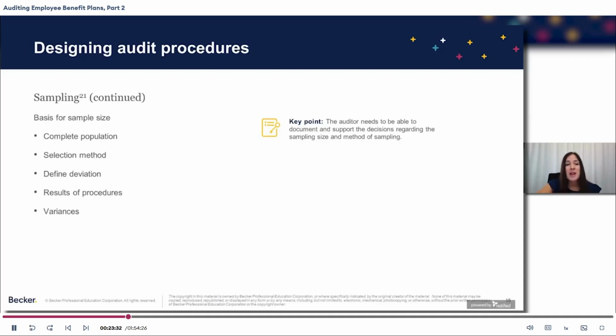Now, the only time I've seen issues when it comes to sampling from a peer review perspective or from Department of Labor, for example, is when the sample size was 1 or these items weren't documented. So first of all, 1 is not a sample size. And these are the required elements to be documented. So you have to be able to document and support those decisions regarding the sample size and the method of sampling.